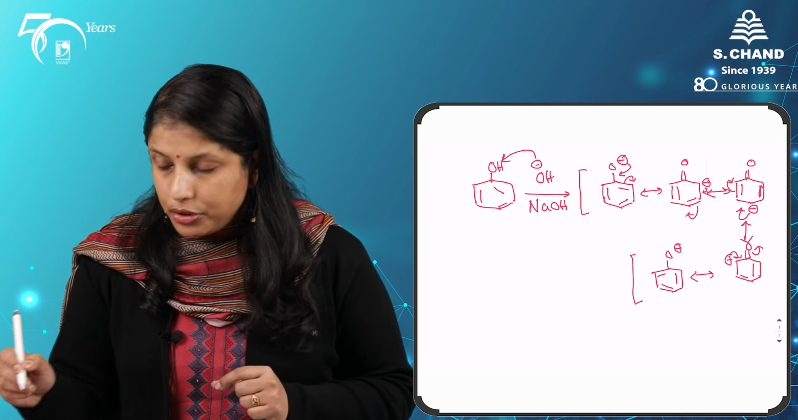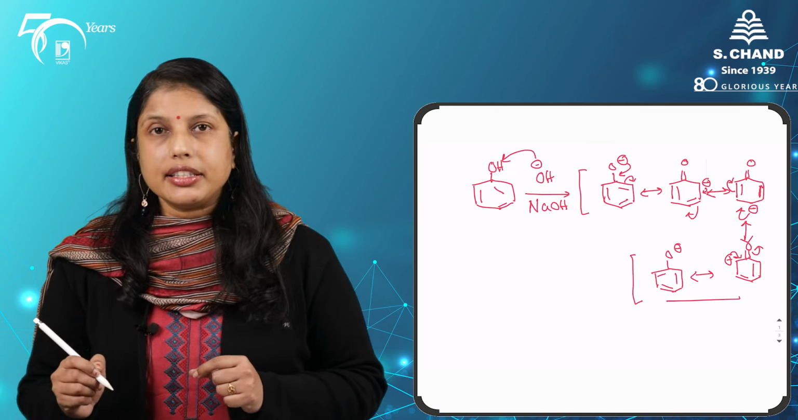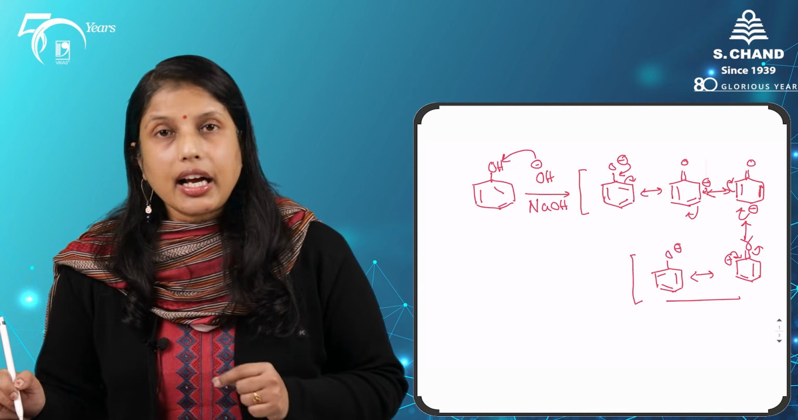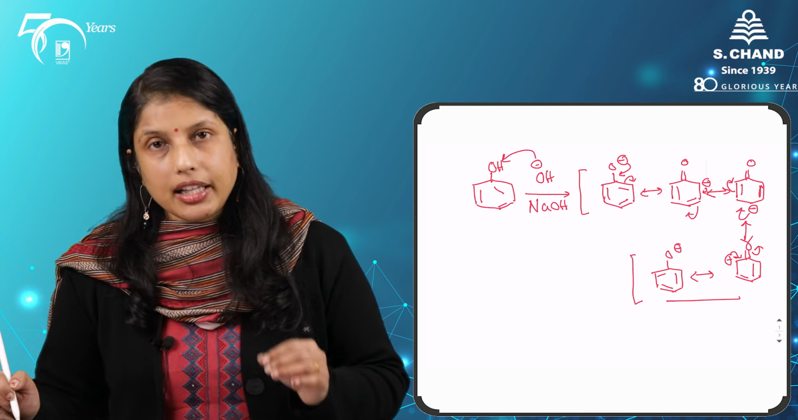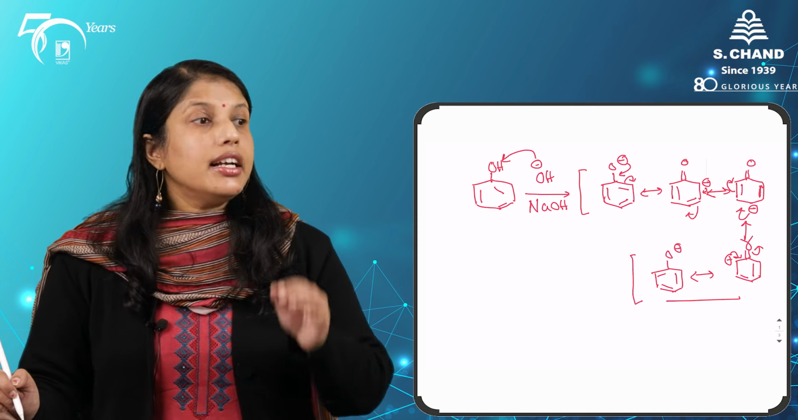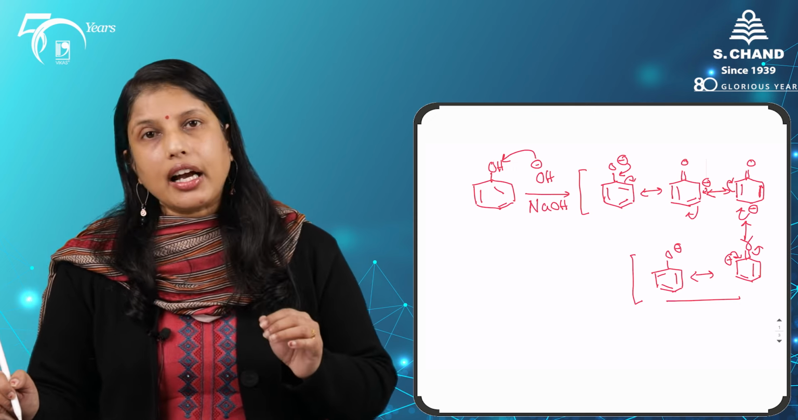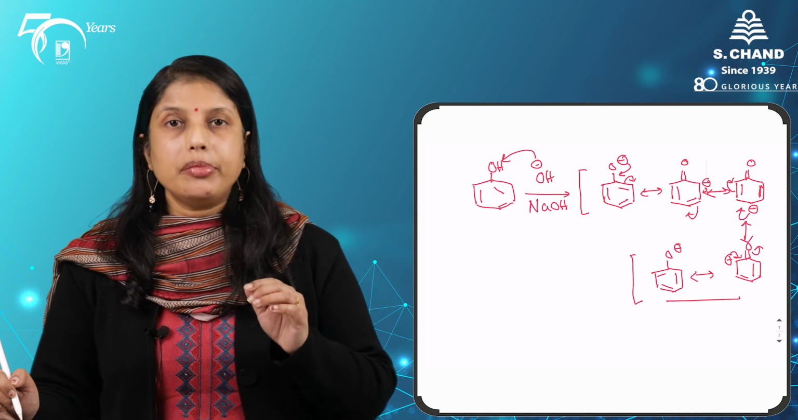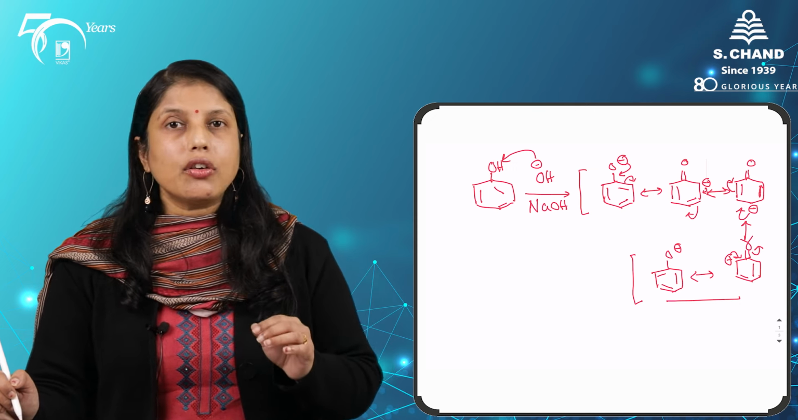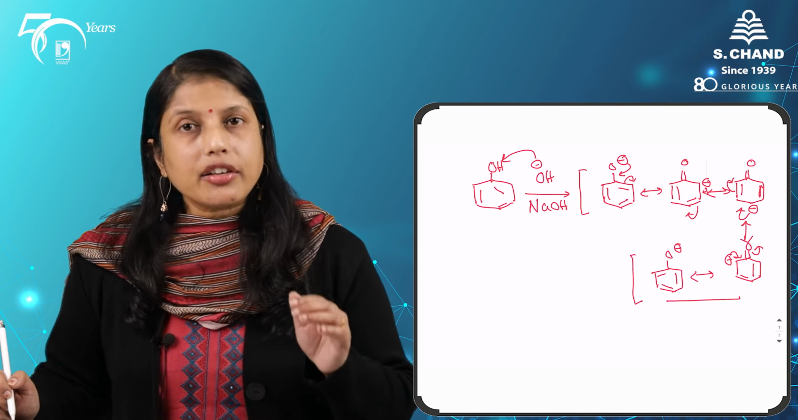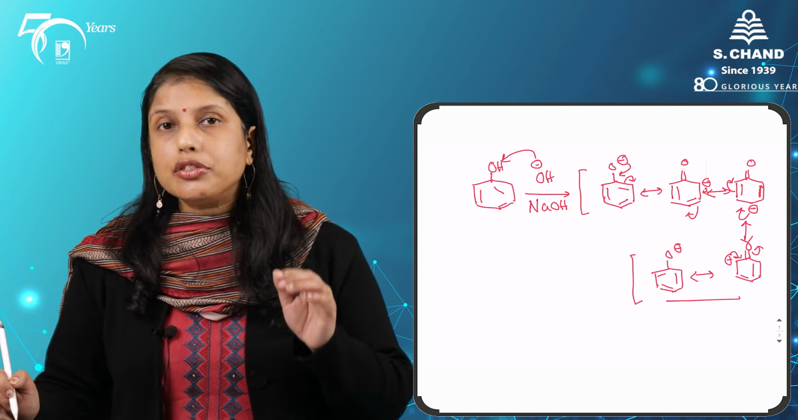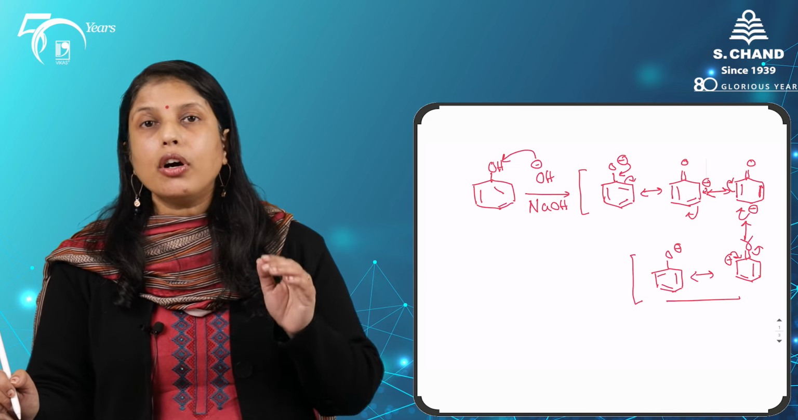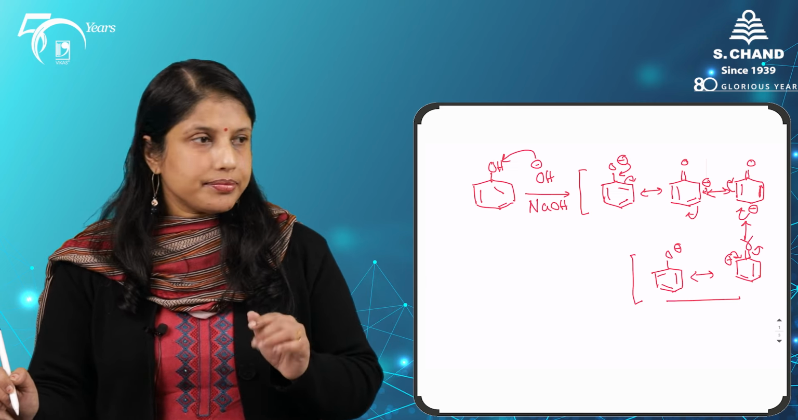So, due to this resonance stabilization, the phenoxide ions are more stable than our alkoxides. And therefore, the phenoxide ions can very simply be prepared by treating the phenols with an aqueous solution of sodium hydroxide. We don't need strong bases like the sodium or potassium metals.